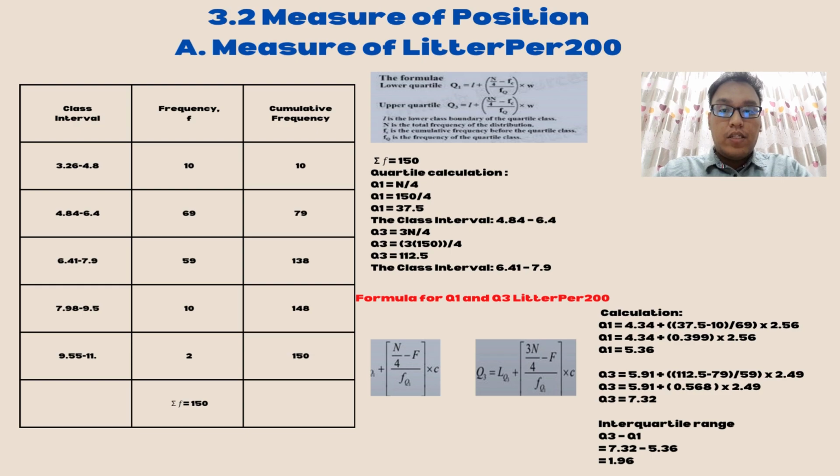For 3.2 measure of position, we use frequency 150. For the quartile calculation, we use quartile 1 and quartile 3. For the formula, quartile 1 is n divided by 4. We get the answer 37.5. The class interval is 4.84 until 6.4. For quartile 3, we use the formula 3n divided by 4 and we get the answer 112.5. The class interval is 6.41 until 7.9. For the interquartile range, the formula is quartile 3 minus quartile 1. We get the answer 1.96.